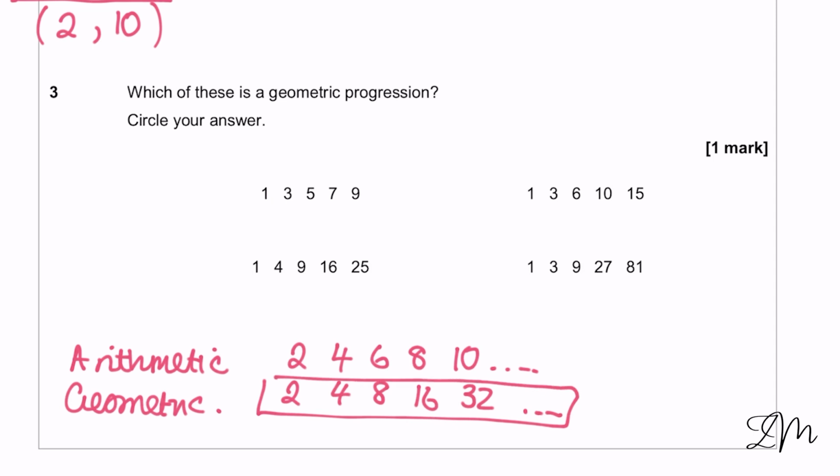So we take the first one. 1 times 3 is 3, times 3 is not 5. Not that one. 1 times 3 is 3, times 3 is not 6. 1 times 3 is 3, 3 times 3 is 9, 9 threes are 27. It must be that one. And if you wanted to double check, you could have a look at the last one. 1 times 4 would give you 4, 4 times 4 is not 9. So it's not that one either.